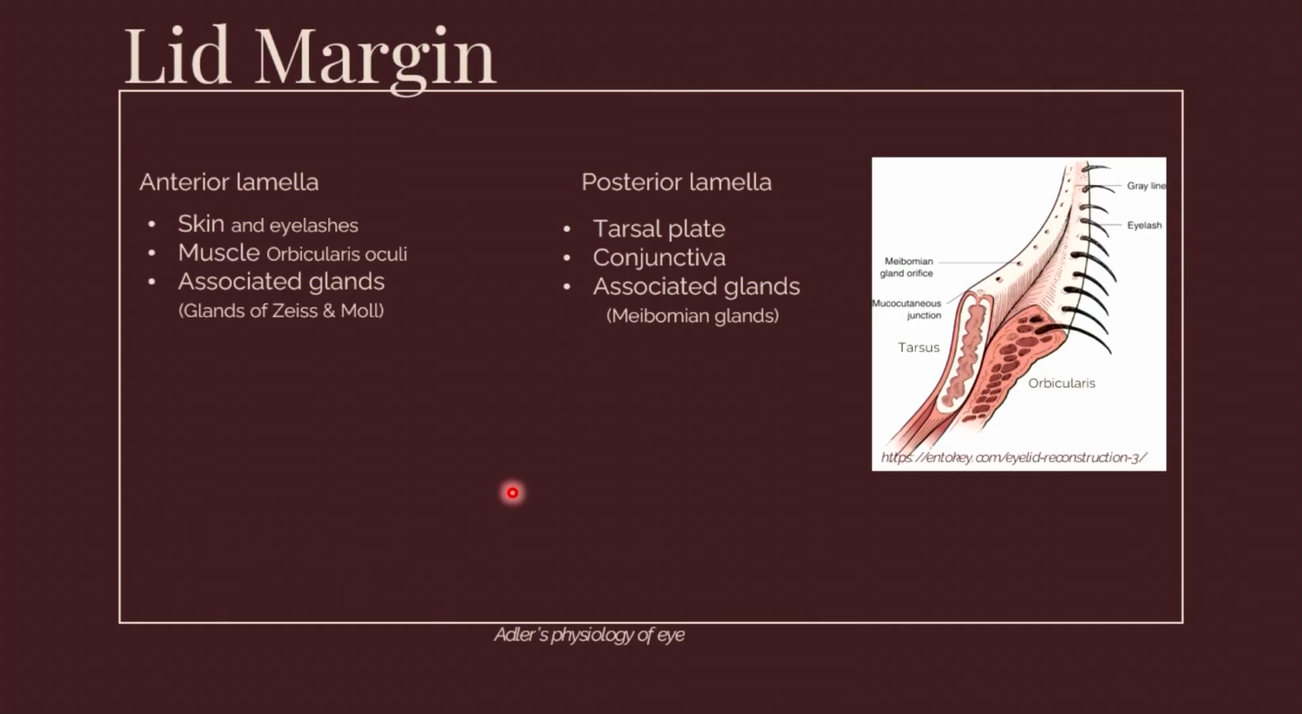So, coming to the relevant anatomy, the lid margin is a flat platform that lies approximately at right angles to both the anterior and posterior edge of the eyelid. It classically is described to have two lamellae, anterior and posterior. Anterior lamella comprises the skin and eyelashes, orbicularis oculi muscle, and the associated glands of Zeis and Moll, while the posterior lamella has the tarsal plate, conjunctiva, and the meibomian glands. It is divided by a gray line, which is nothing but the terminal extension of the orbicularis muscle. It's also called Riolan's muscle.